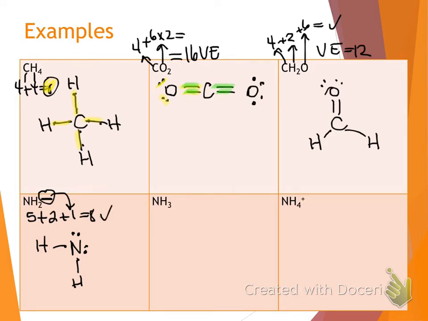For plain old NH3, nitrogen has 5 valence electrons. 3 of them are single. So those are where our hydrogens are going to attach.